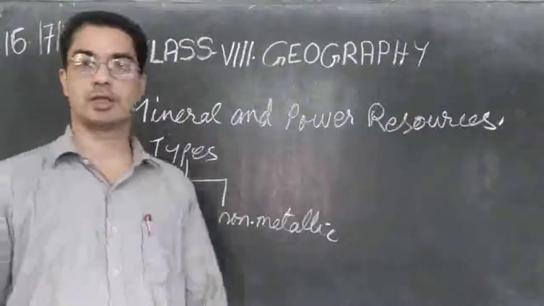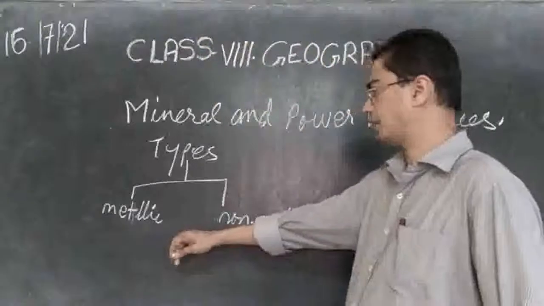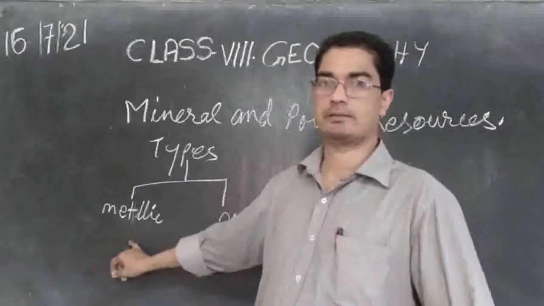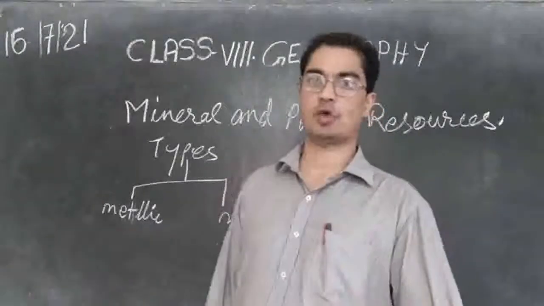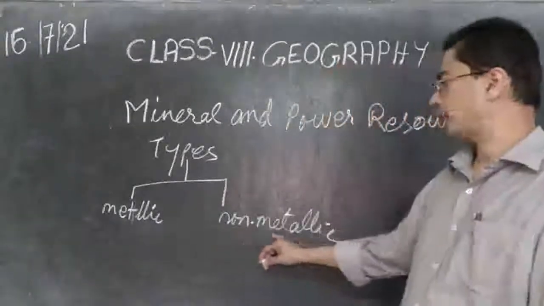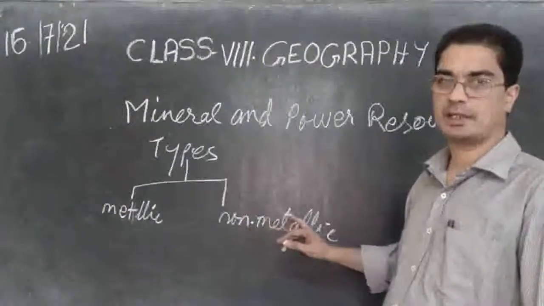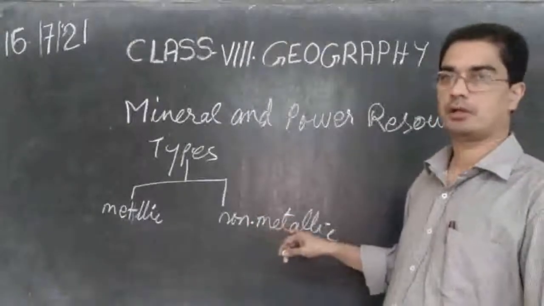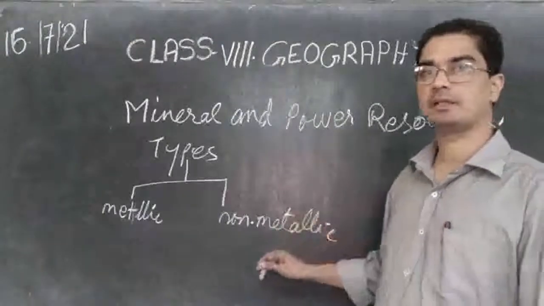So, metallic and non-metallic. From the name itself we can understand. Metallic means the minerals that contain metal. Metal means hard iron, all these are metals: iron, copper, gold, silver. Then another type of minerals do not contain any metal inside. They are non-metallic, like mica and lime, minerals without any metals inside.